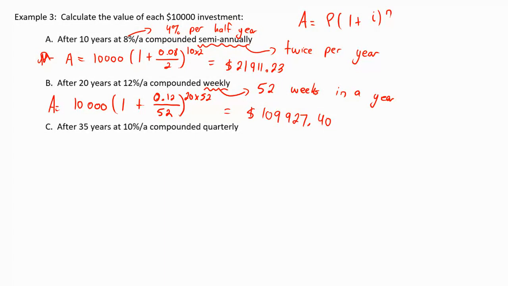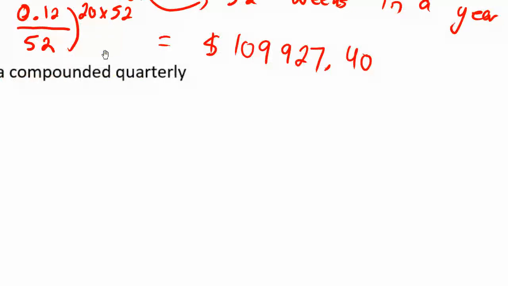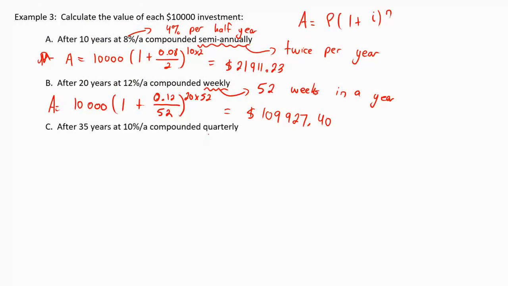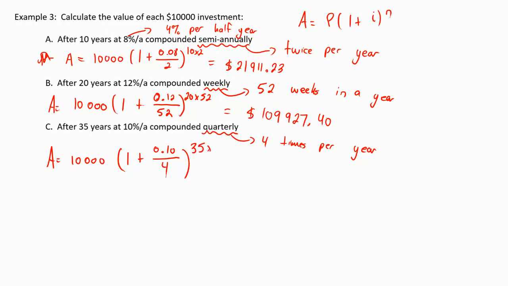Okay, 35 years at 10% compounded quarterly. Now, quarterly means every quarter of a year, which really means 4 times per year. So what we're going to do here is A equals 10,000, times (1 plus 0.10 divided by 4), because it's happening 4 times per year, and we have the exponent 35 years times 4.